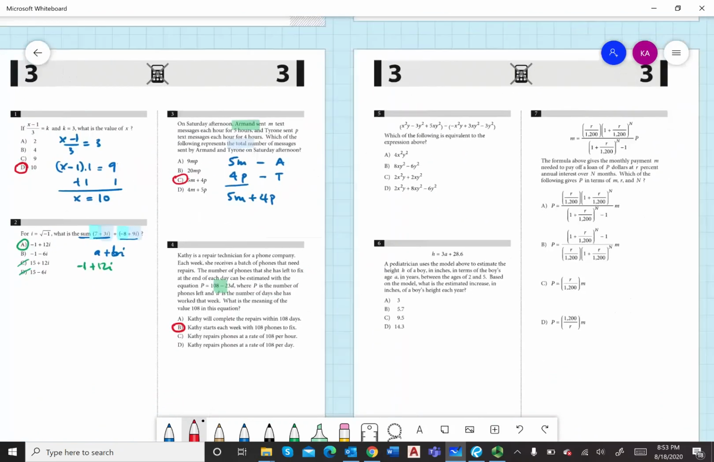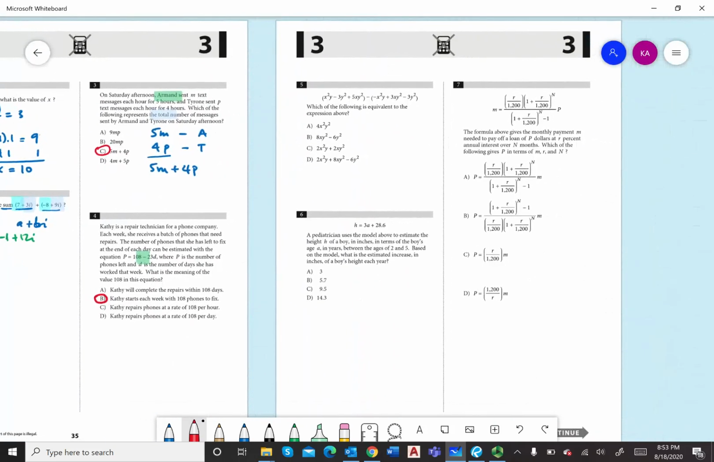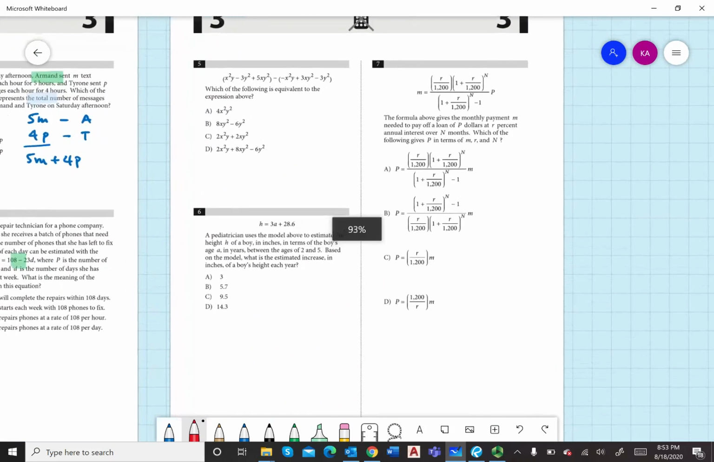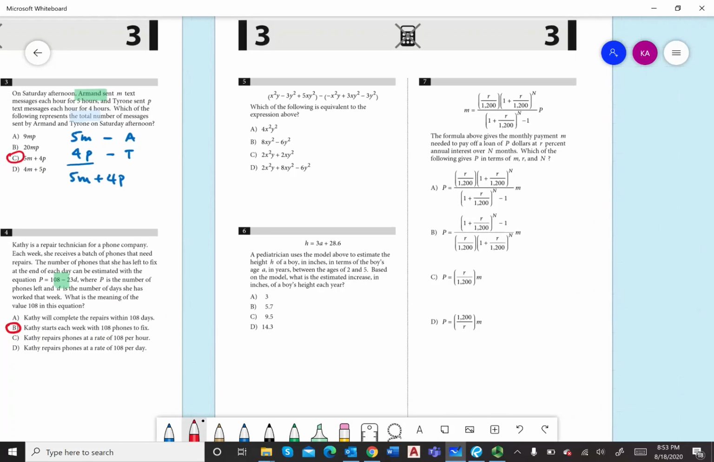So let's go to 5. Number 5 is as simple as, by looking at the problem without reading it, combining like terms. But let's read. It says, which of the following is equivalent to the expression above? So we just have to apply the negative, subtract everything, and then combine like terms, and we should get the answer.